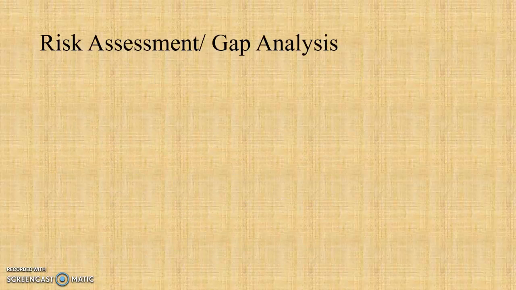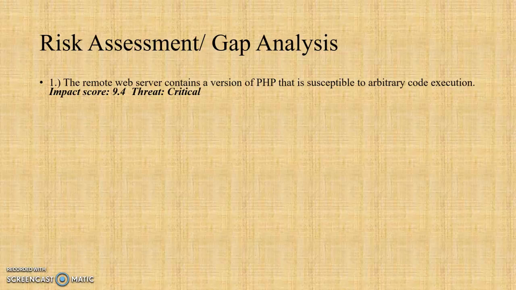The risk assessment and gap analysis is the following. The first, the remote web server contains a version of PHP that is susceptible to arbitrary code execution. The PHP installation of the remote server contains a flaw that could allow a remote hacker to execute commands that could reveal PHP source code or cause denial of service. The second one, the remote SSH host keys are weak.